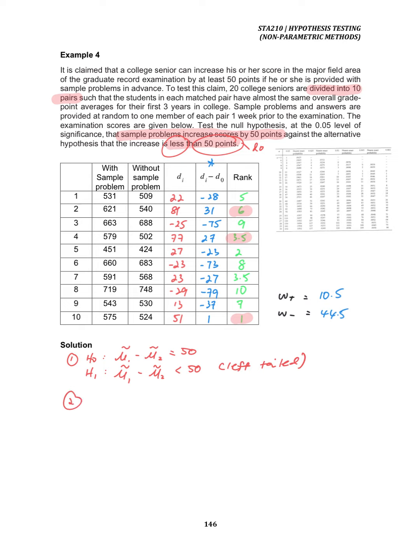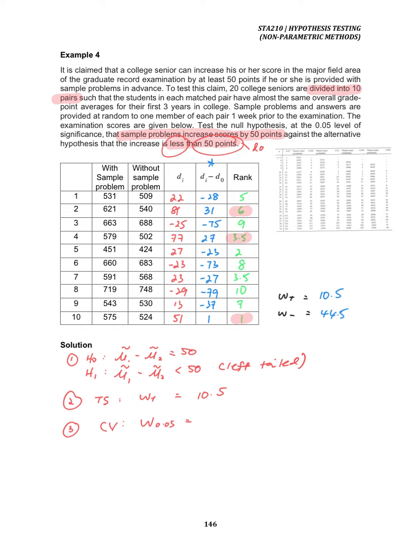Number 2, we have to calculate the test statistic. Our test statistic here is W plus, since it was the left tail test. So W plus here is equivalent to 10.5, the sum of the positive ranking that we calculated previously. Step number 3, we have to find the critical value. So the critical value here is W alpha, where alpha here is 0.05.